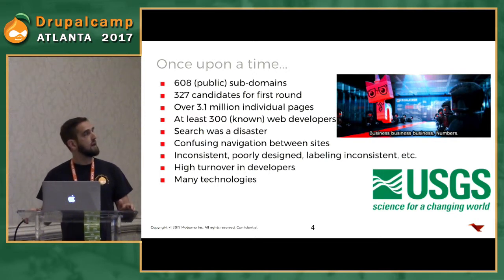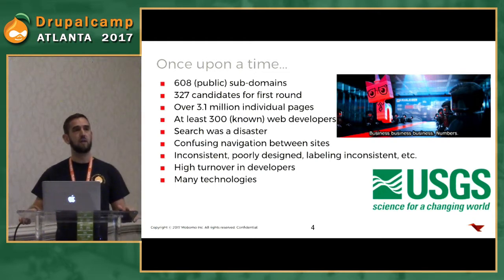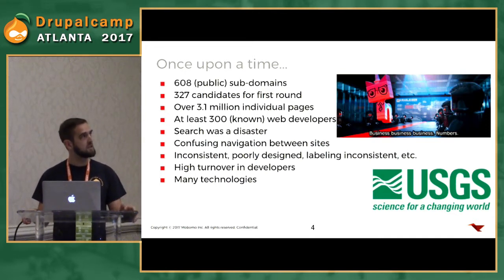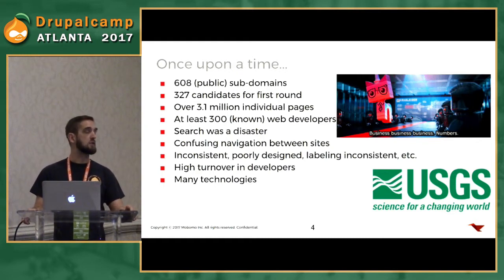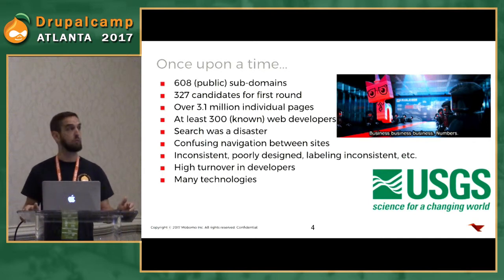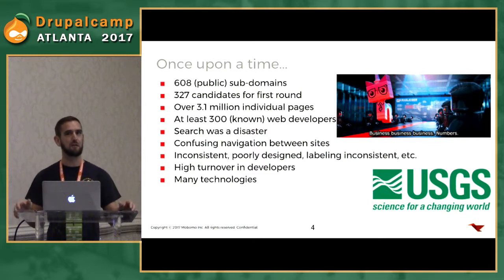So we have 608 that they initially figured out were the different subdomains. 327 of them they decided right off the bat that we could convert. I'm not sure how they decided that, but overall there were over 3 million pages and 300 plus known developers on different websites, so you can imagine the confusion that could cause. Search, obviously there really isn't one because it's not coherent. Google, I guess, is your only search criteria that sort of brings it all together, but not really.